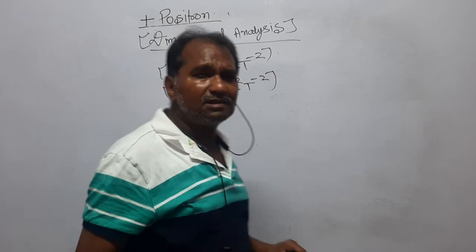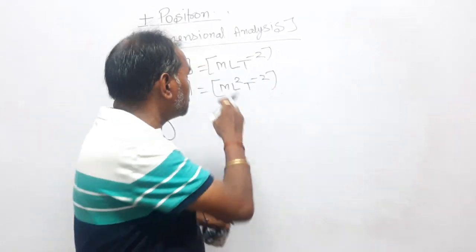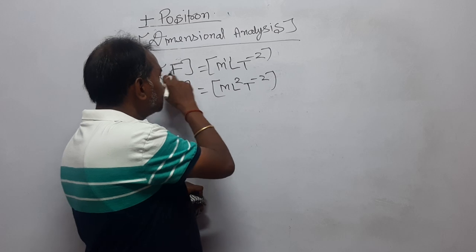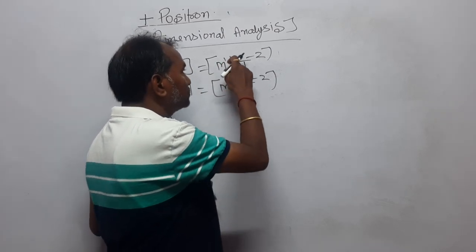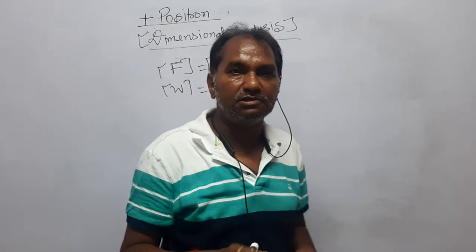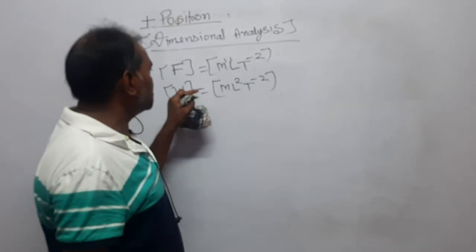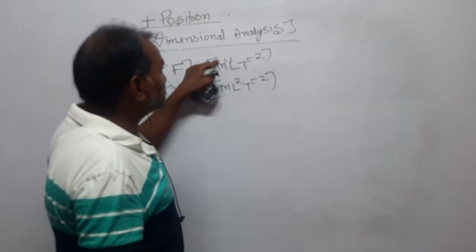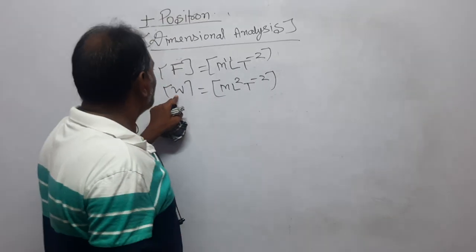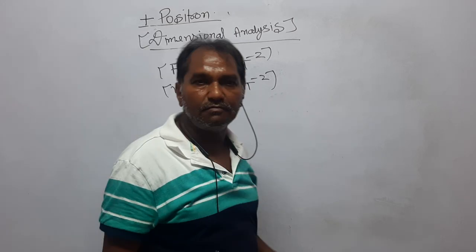So MLT is a representation of mass, length and time. It is not the dimension at all. Then what is the dimension? In force, the dimension of force is M to the power 1, L to the power 1, T to the power minus 2. These powers 1, 1, minus 2 are the dimensions. We say that in force, mass has dimension 1, length has dimension 1 and time has dimension minus 2. In a similar way, in work, the dimension of mass is 1, dimension of length is 2, dimension of time is minus 2.